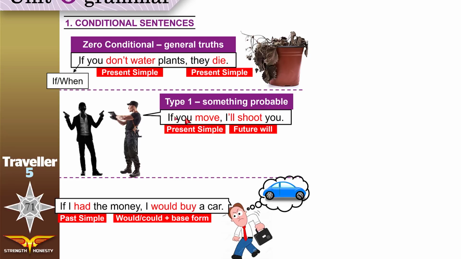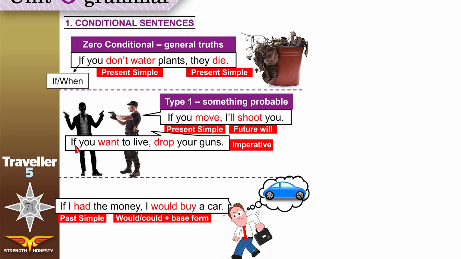Please don't move. If you move, I'll shoot you. This is something probable. There is a high chance that this could happen. It's not a fact, but if you move, I'll have to do it. You can use future will for the main clause, or you can use imperative sentences. Imperative is like when you say, if you want to live, drop your guns. Drop is a verb. Imperative sentences always start with a verb.